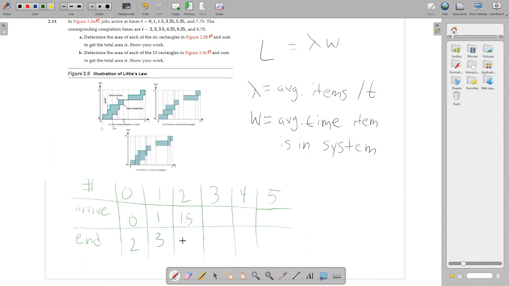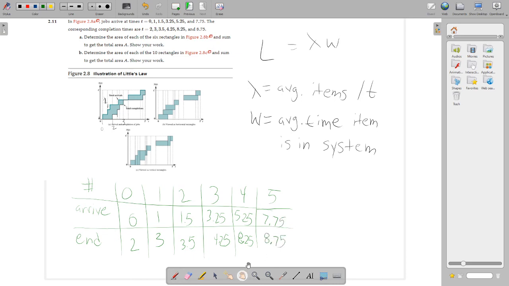1.5, 3.5, 3.25, 4.25, 5.25, 8.25, 7.75, and 8.75.